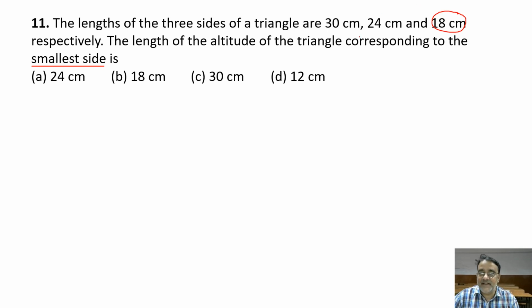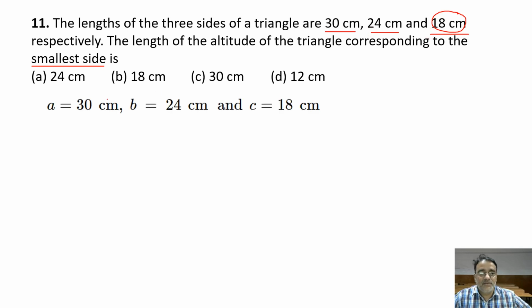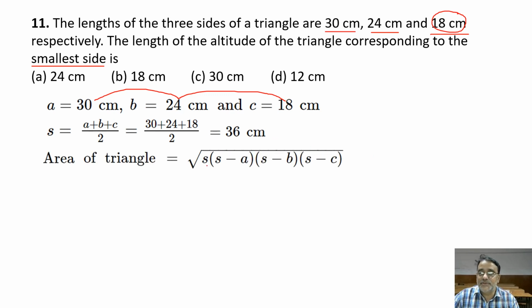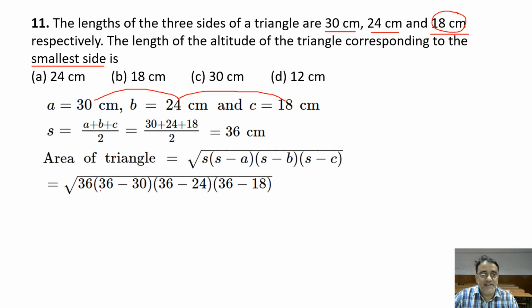So for area of triangle, we will take a, b and c. Now the sum of these two, 18 plus 24, 42 plus 30, 72, 72 by 2, 36, right, 36. So this is the semi-perimeter. Now we'll write the Heron's formula. Now substitute all the values. 36 into 6 into 12 into 18, right.